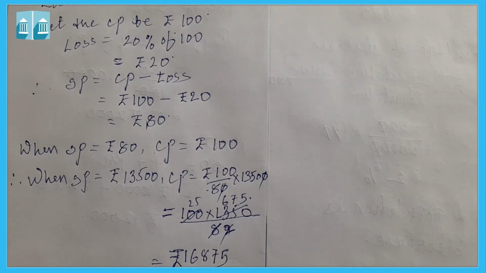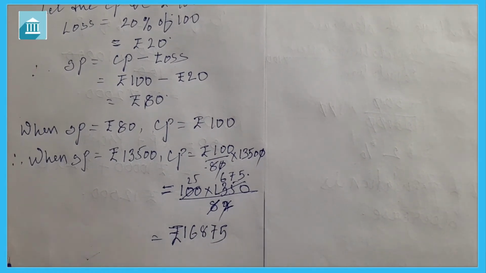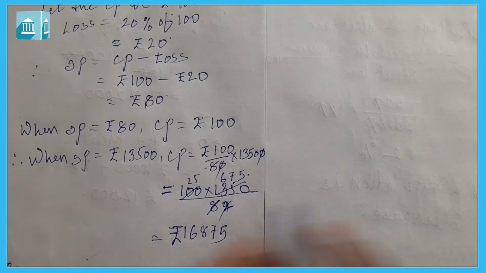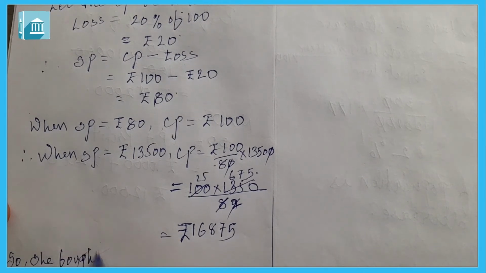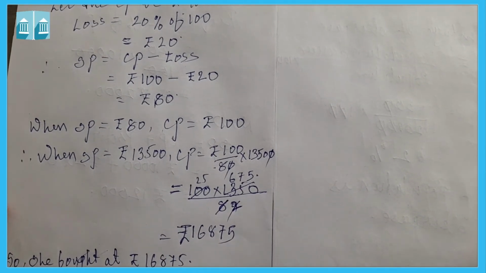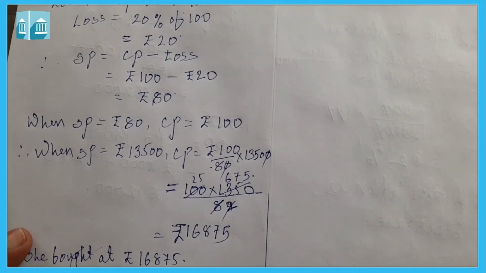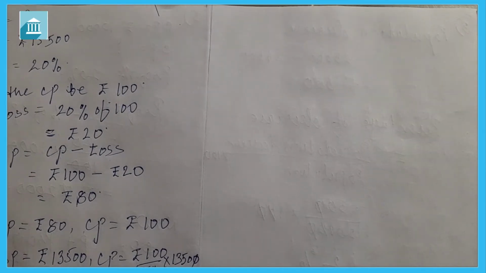So we can write that Juhi, the price at which C bought, so we can say C bought at rupees 16,875. She bought at rupees 16,875. Now let us see question number 7.